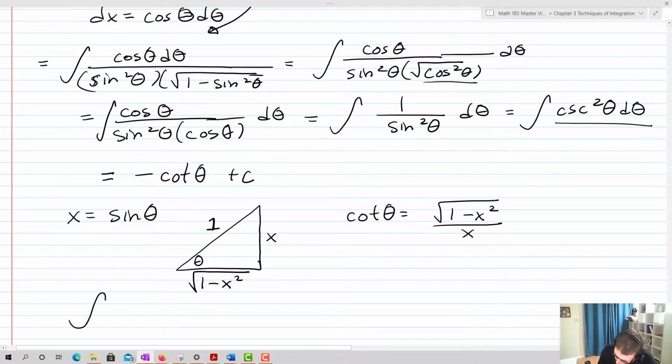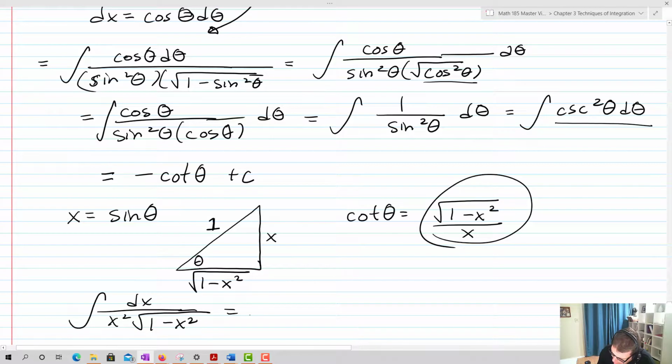So my final integral, the integral of dx divided by x squared times the square root of 1 minus x squared, we're just going to substitute this in for cotangent, so it's going to be negative square root of 1 minus x squared divided by x, plus c.